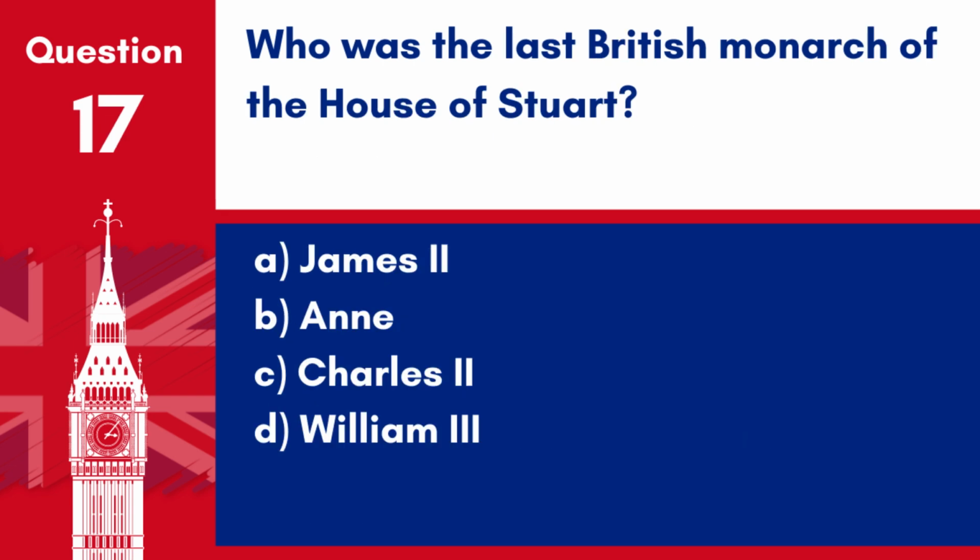Question 17. Who was the last British monarch of the House of Stuart? A. James II. B. Anne. C. Charles II. D. William III.